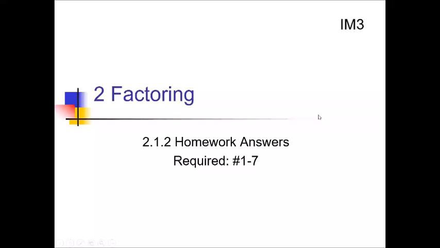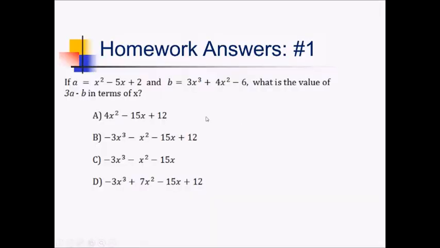Hello there, Mr. Sutton here with the IM321 Part 2 homework solutions on operations with polynomials. For this problem, we're given that a is x squared minus 5x plus 2, and b is 3x cubed plus 4x squared minus 6. Given this, what's the value of 3a minus b in terms of x?